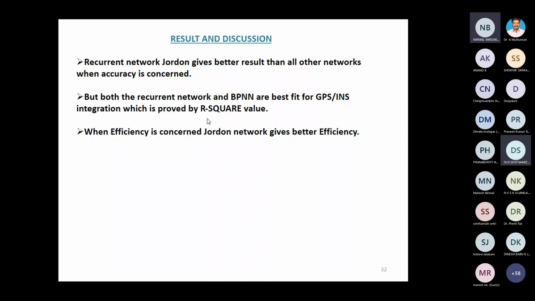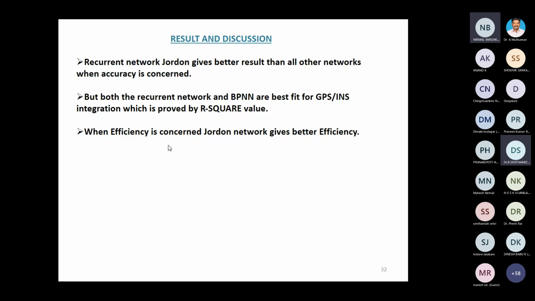So what happened? Recurrent Jordan networks give better results than all other networks when accuracy is concerned. Why? Because in the recurrent network, we have a feedback path and also we have another layer called the context layer. So you are going for a refinement three times. Generally input to hidden, hidden to output. Again, you are taking a feedback, then again you are giving it through a context layer. So you are making a two-way learning process, and quite naturally it will give a better output error performance.